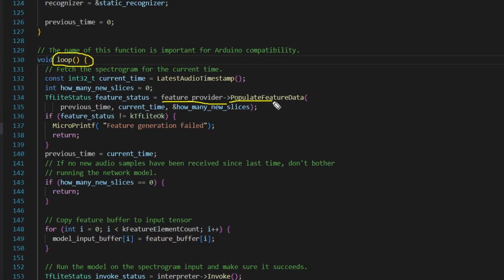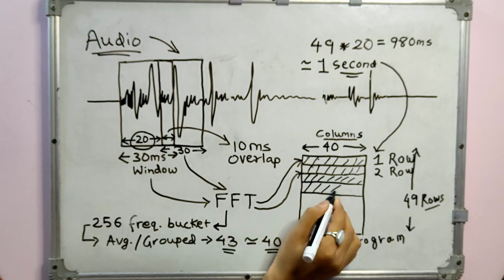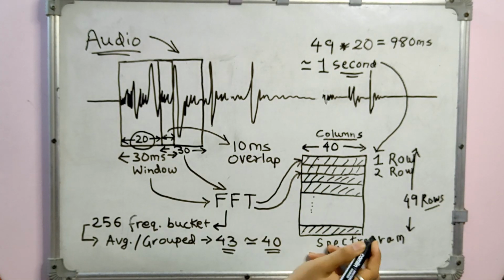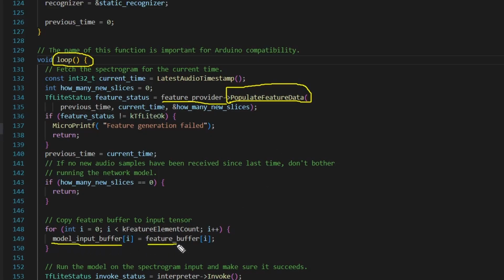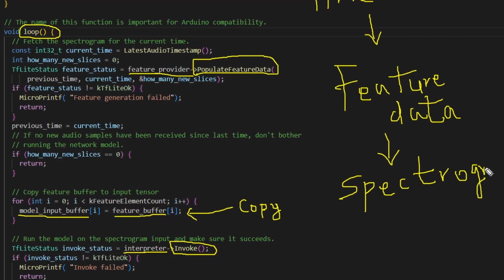Now let's move to the loop function, which is right below the setup. This is where the real-time processing happens. First, we call populate feature data method on the feature provider instance. What this does is it continuously collects audio and converts all those small audio slices into features, basically building our spectrogram in real time. Once the feature buffer is ready, we copy this data into the input tensor of our model. The memory for this was already allocated earlier during setup. After that, we call the invoke function of the interpreter, and this is where the actual magic happens. The model takes in the spectrogram data and runs inference on it.